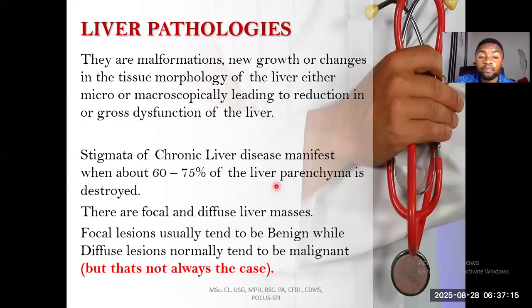So when we say stigmata of chronic liver disease, stigmata are the signs of chronic liver disease. Who can mention some signs of chronic liver disease? Chronic liver diseases are diseases that are difficult to cure when they affect the liver. So when you have them, you start having signs. What are the signs? Stigmata of chronic liver disease.